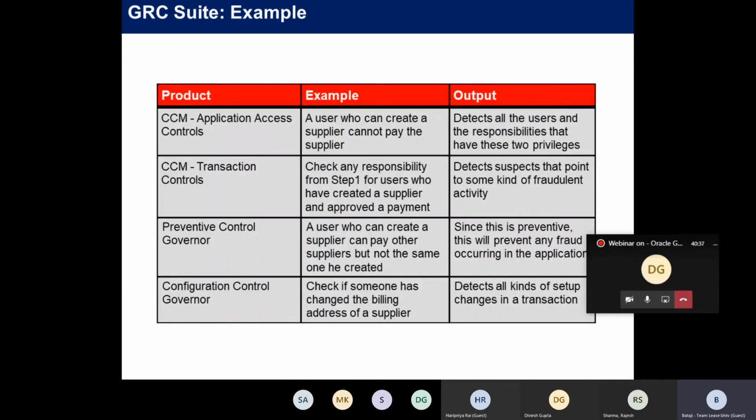So this is what I was saying. We were talking about a few examples. Here are some of the examples. I'm just pausing for all of you to have a look at this. Okay, let me proceed.